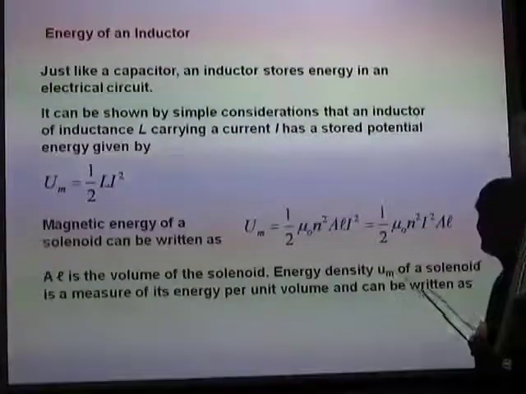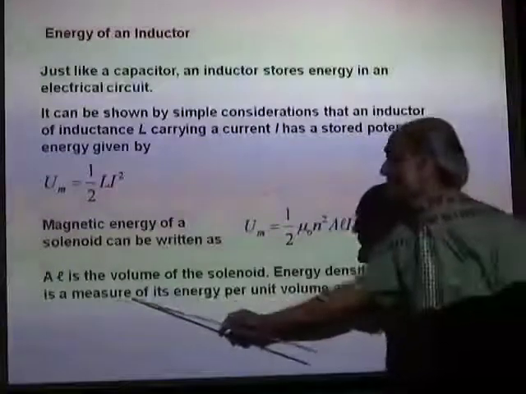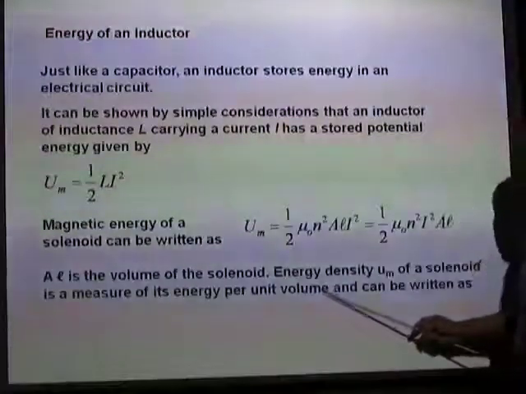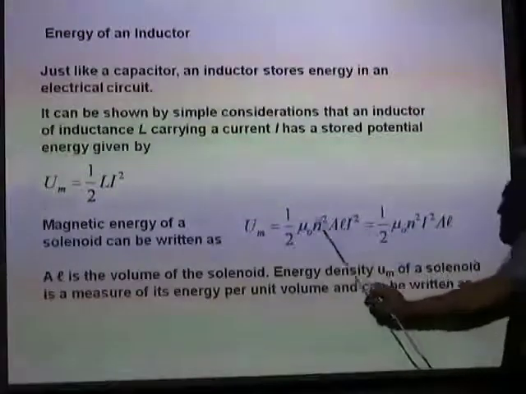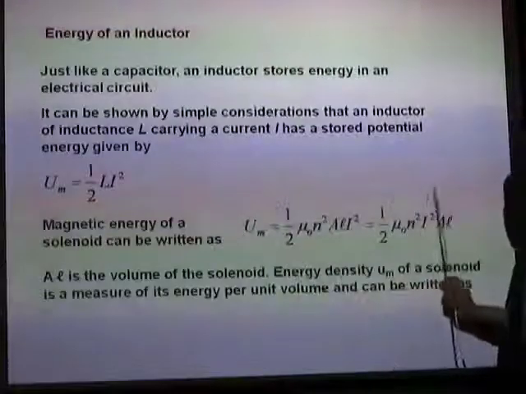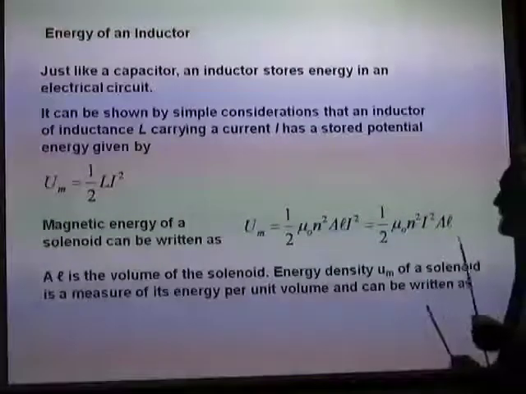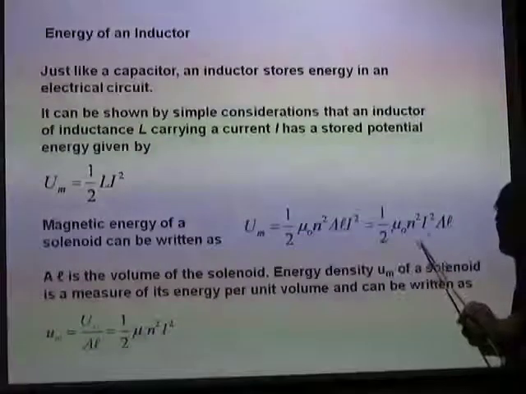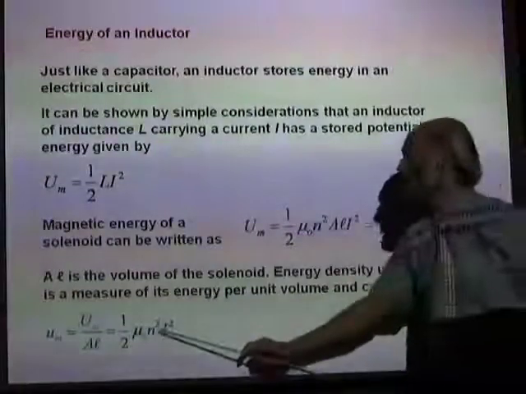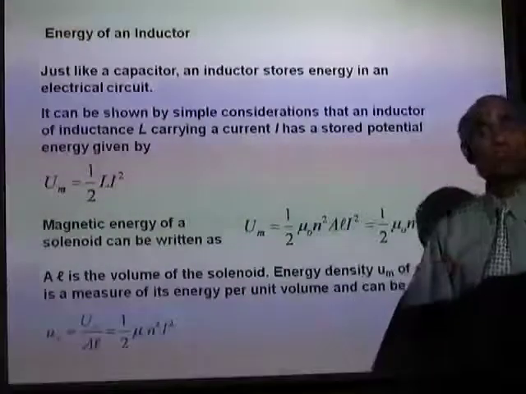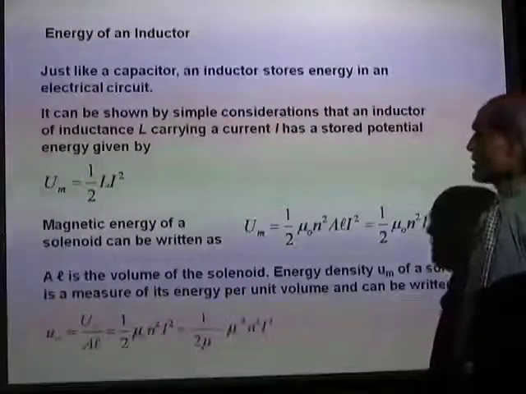So energy density of a solenoid is a measure of its energy per unit volume. So what is the energy per unit volume here? If you divide this energy by this volume, you get energy per unit volume, and that will be 1/2 mu 0 n squared I squared. That's a measure of the energy per unit volume of the solenoid.